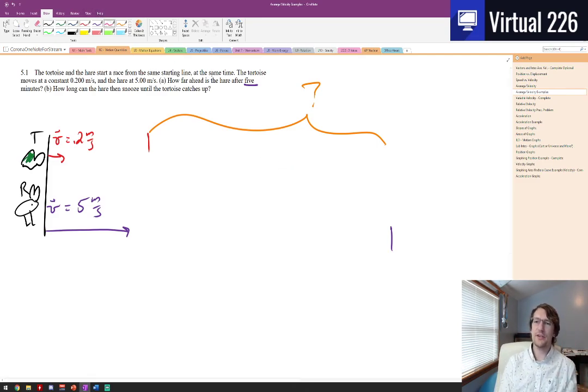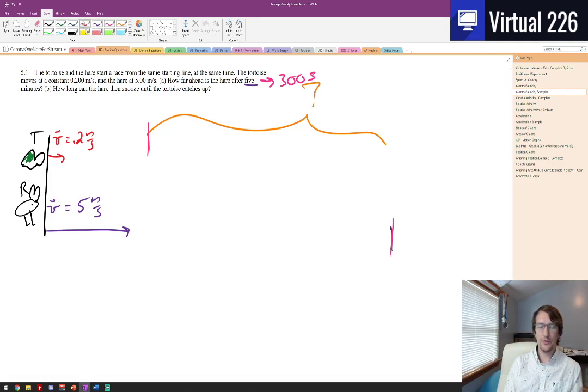5 minutes with 60 seconds in a minute. 5 times 6 is 30 plus an extra 0. 5 minutes is the same as saying 300 seconds. So let's figure out how far the tortoise has traveled in 300 seconds, and let's figure out how far the hare has traveled, and if we take the difference in them, that'll give us this orange amount here.